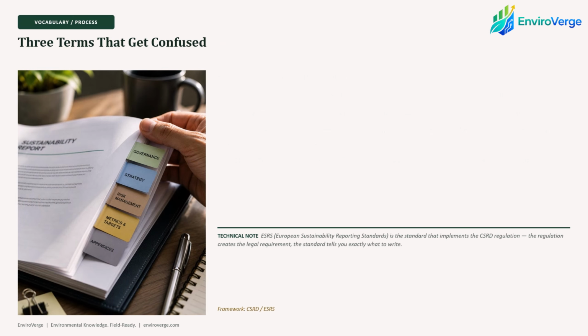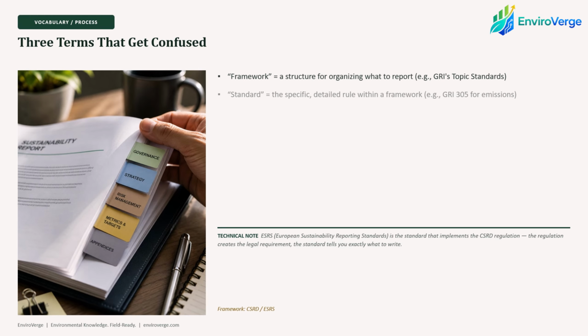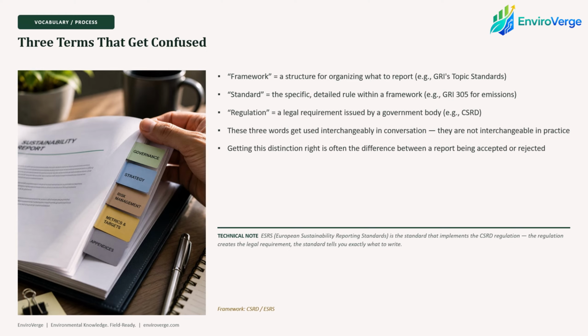3 words get used like they're interchangeable, and they're really not. Framework is the overall structure for organizing what to report. Think GRI's topic standards. Standard is the specific, detailed rule inside that framework, like GRI 305, specifically for emissions. And regulation is a legal requirement from an actual government body. That's CSRD. Getting this distinction right isn't pedantic. It's often the exact difference between a report being accepted or rejected.